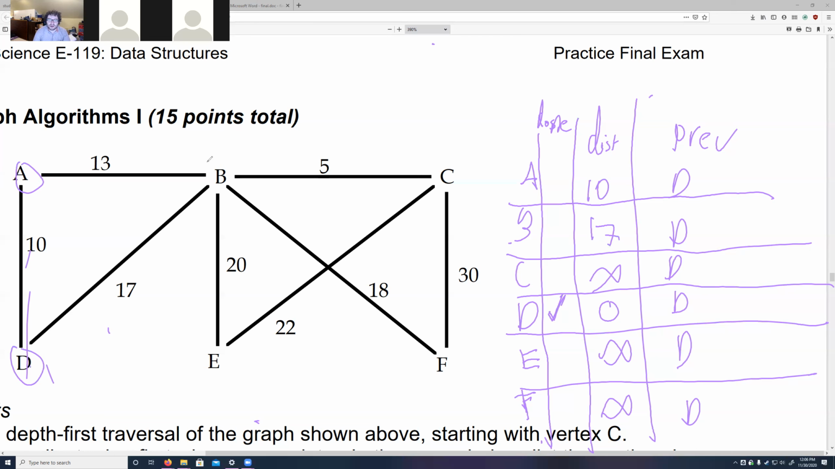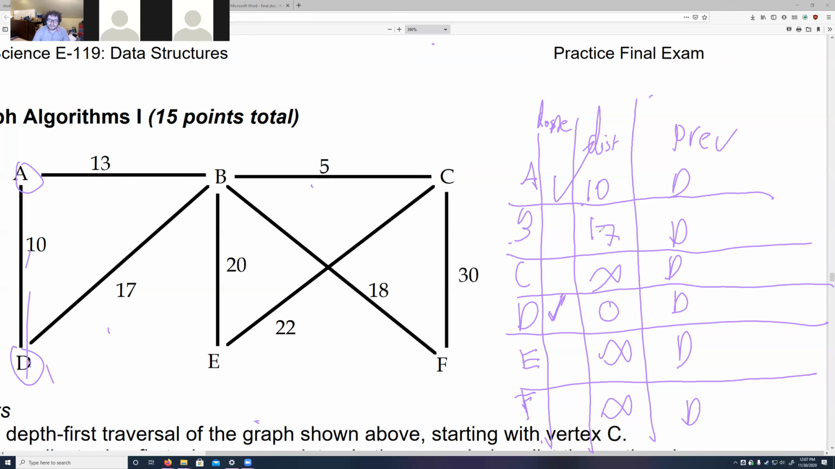So here, it costs 13 to get to B. So the total cost to get to B, if we use this route, would be 23. Why 23? Because we're measuring the distance from D, and the distance to use this edge is 13 plus the amount it costs to get to A, which was 10. 13 plus 10. Is that smaller than 17? Is that a better price? No, it is not, so we don't add it. So we're done with that one.